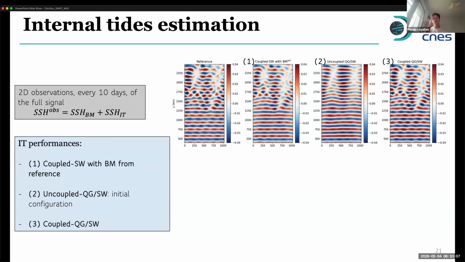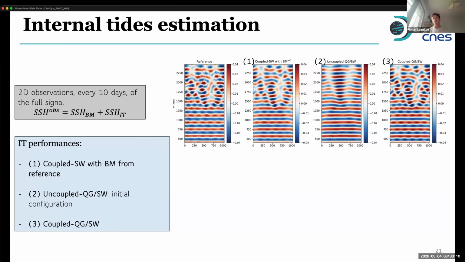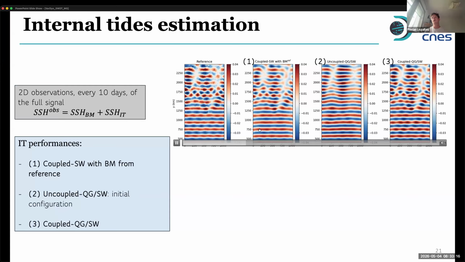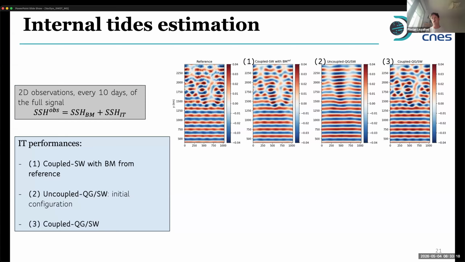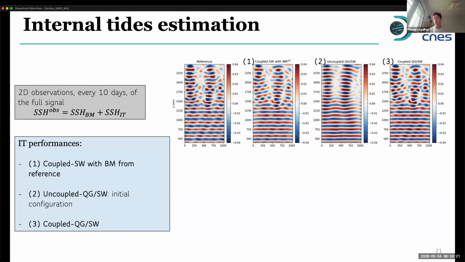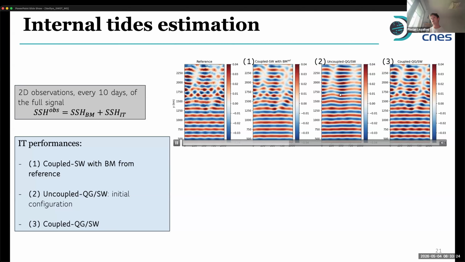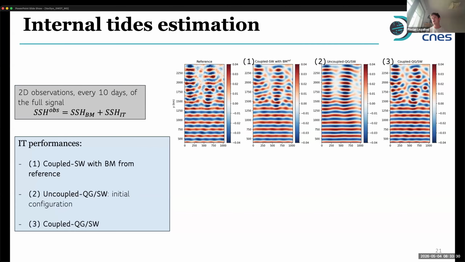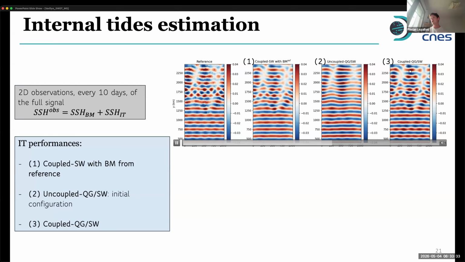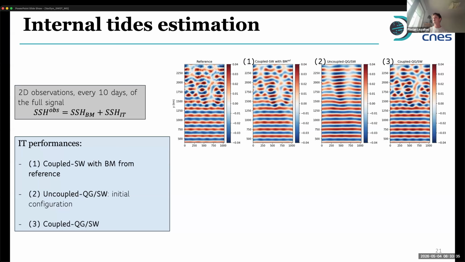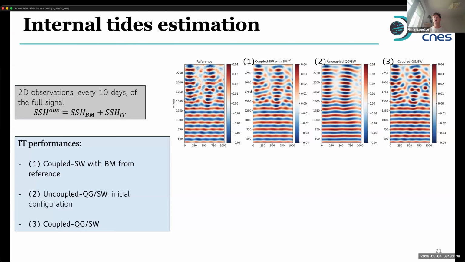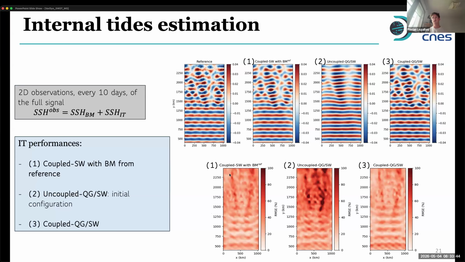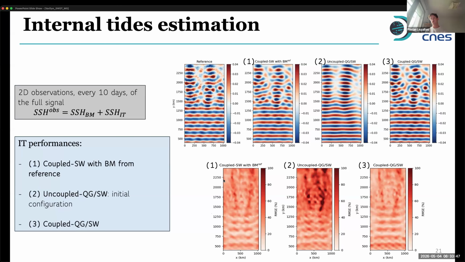So we use 2D observations every 10 days. You have the reference field, the IT field here. Here you have the new coupled shadow watcher using the true balanced motion. In the middle, you have the uncoupled shadow watcher, the initial configuration we had before that we tried to use for the Calval phase. And to the right, you have the coupled QG and shadow watcher, the new system we want to implement for the real data.